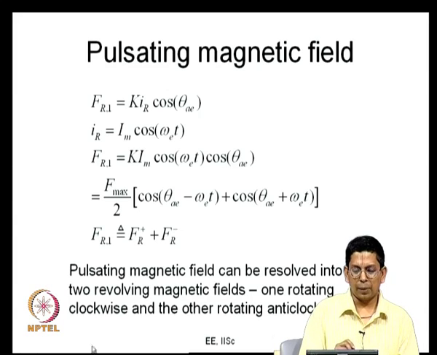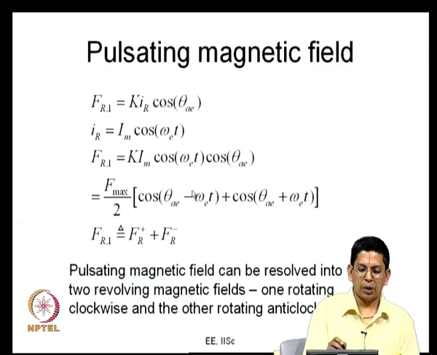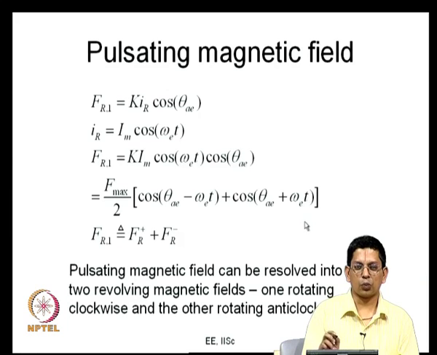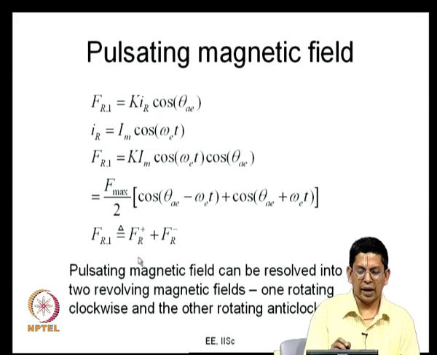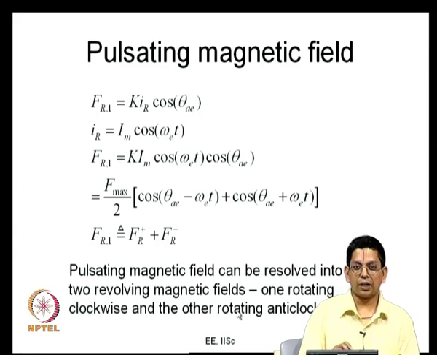So, now what really happens is this itself is one component, which rotates, this is another component which rotates now. One rotates in the positive direction or the anti-clockwise direction, the other one rotates in the negative direction or the clockwise direction. So, you can write this FR1 as some FR plus and FR minus. Thus, you can resolve a pulsating magnetic field into two revolving magnetic fields, as many of you might be aware. In fact, this is what is actually used in a single phase induction motor also.